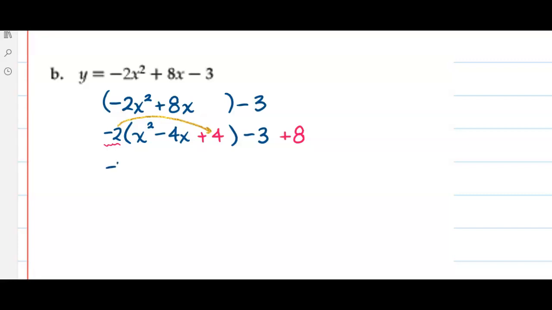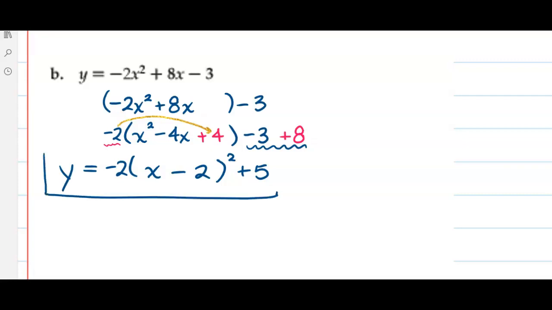So continuing to factor, the trinomial is now x minus 2, the quantity squared, and outside my like terms become plus 5. So this is my equation in vertex form.